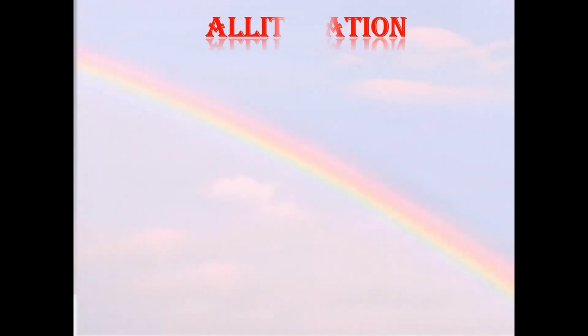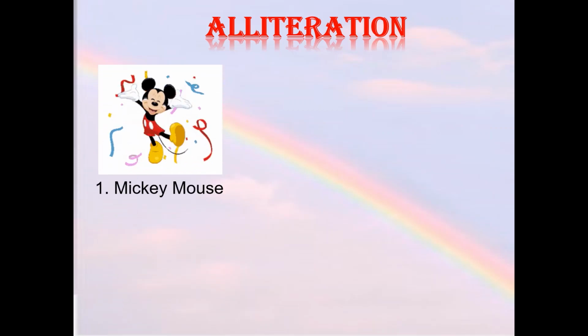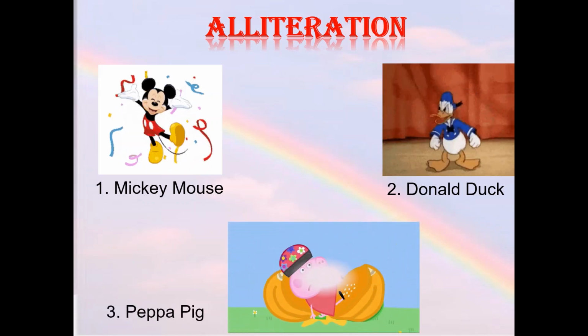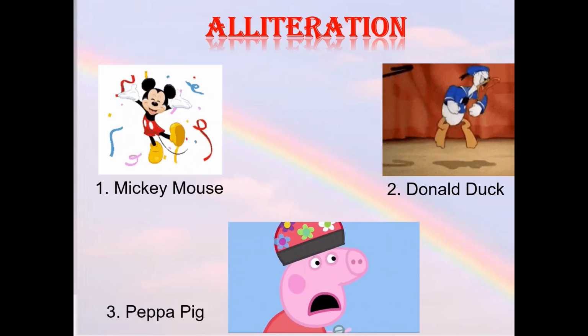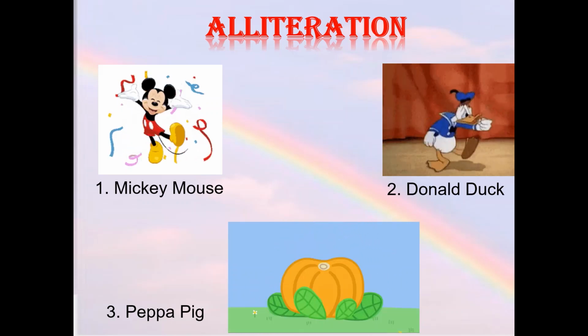So students, in real life, you will find a lot of examples of alliteration around you, right from famous cartoon characters like Mickey Mouse, Donald Duck, Peppa Pig, to famous brands like Coca-Cola and Kit Kat. Alliteration is everywhere.